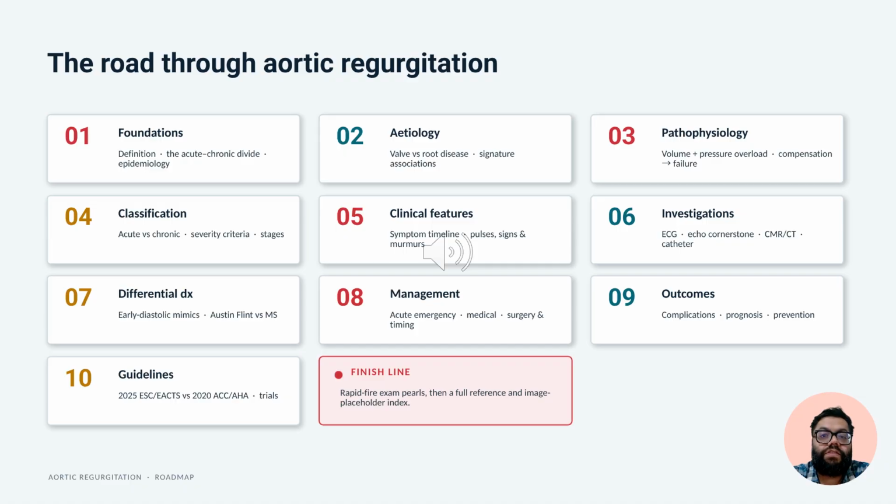Here is the map for the journey. We move in the same logical order you should think in front of a patient: what the lesion is, why it happens, how it wrecks the ventricle, how we grade it, how it shows up, how we image it, what it can be confused with, and finally what we do about it.